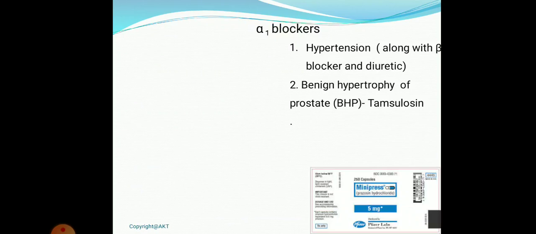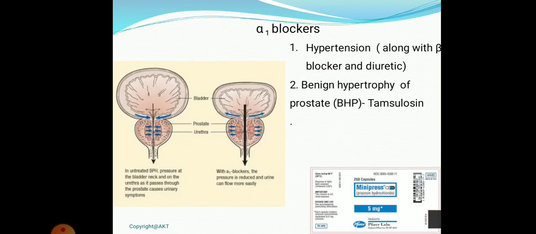It is also useful for benign hypertrophy of the prostate. Tamsulosin is a drug of choice because it is highly selective for the urinary bladder and prostate neck muscles. You can see the condition, it's a diagrammatic representation. You can see also other drugs which are used for BHP, that is 5-alpha reductase inhibitor, finasteride, which will prevent the activation of testosterone to 5-dehydroxy testosterone.